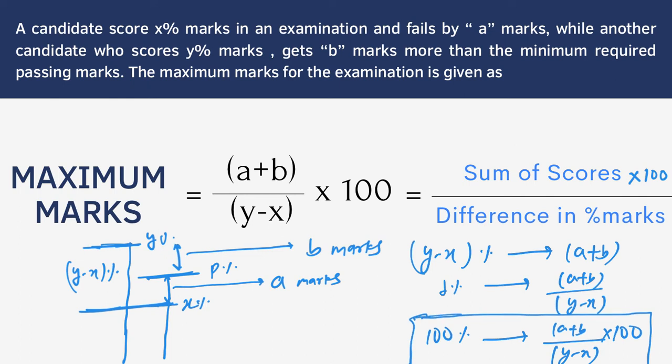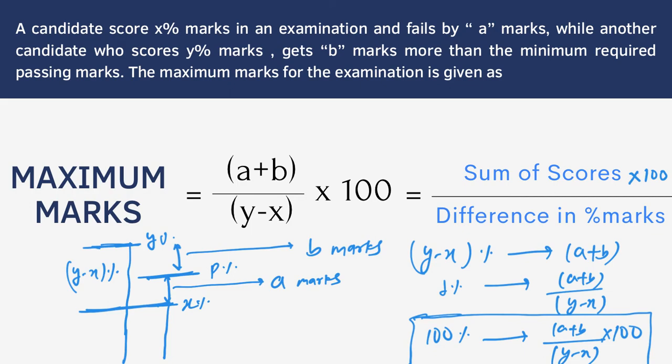Let's see from here the sum of scores. Student 1 is getting less marks, so this is the lesser score A, and the second student is getting more marks, so this is the more score B. So I added both scores. The sum of scores is divided by this, where y is the student who got more percentage and x is the student who got less percentage. So I subtracted more minus less to get the difference in percentage, and I multiplied by 100. So this is our formula.